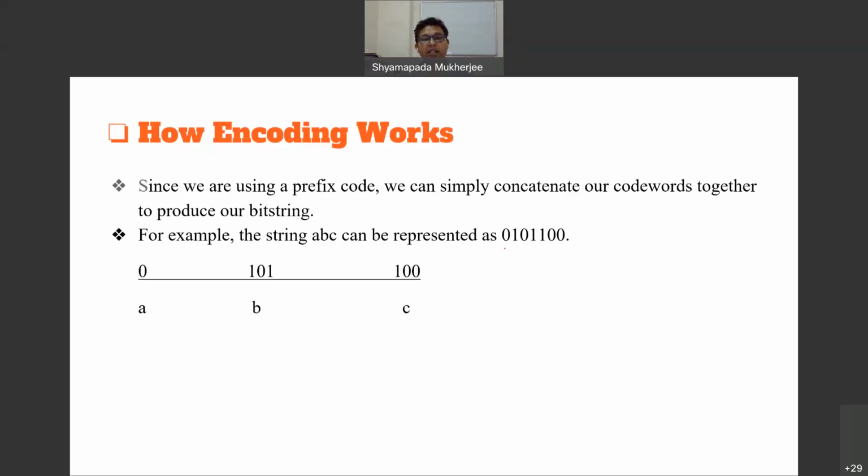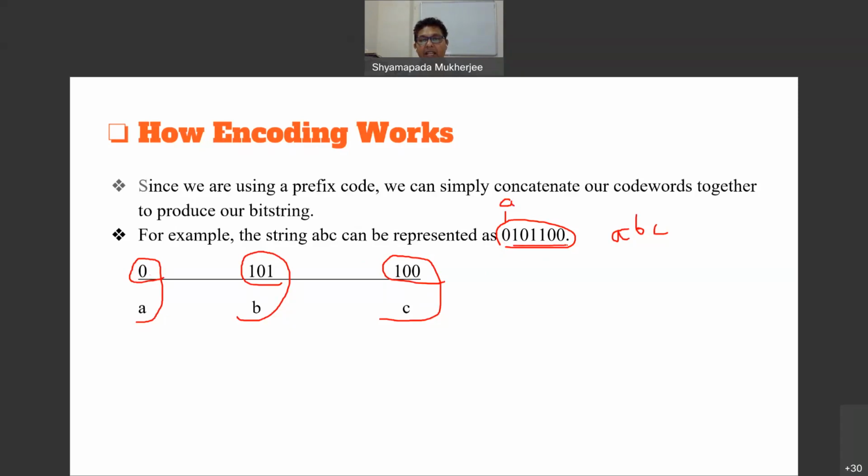Suppose we have a string of this kind: 0 1 0 1 1 0 0, denoting A, B, C, where this is the code word for A, this is the code word for B, and this is the code word for C. When we decompress this, we read the first bit and match it with any of the code words, like 0. No code word except A starts with 0, so obviously this first bit will be represented as A.